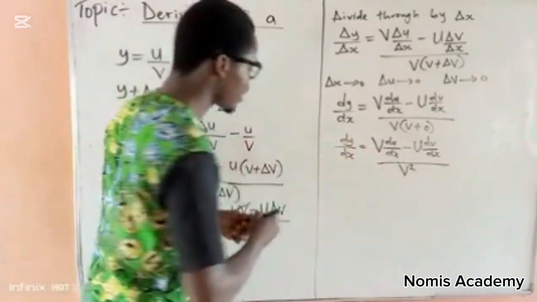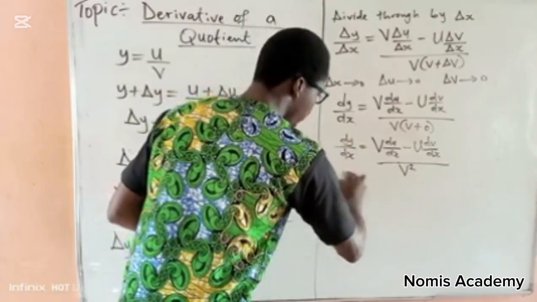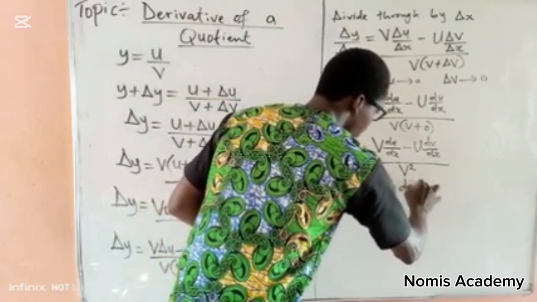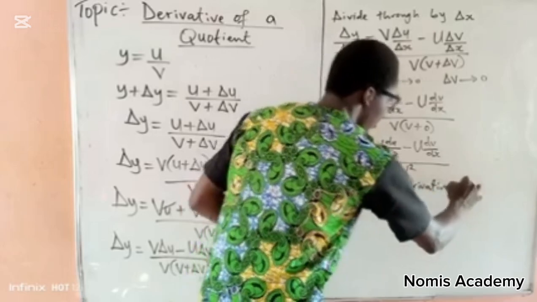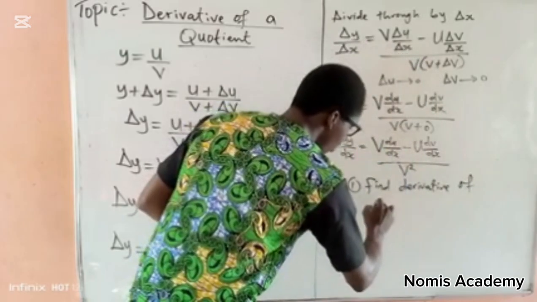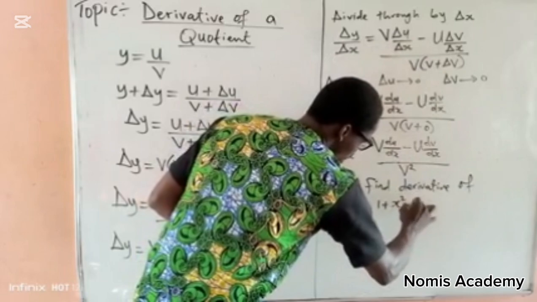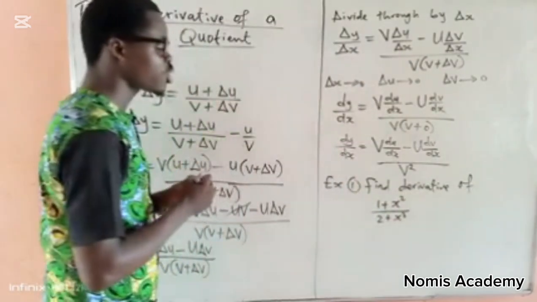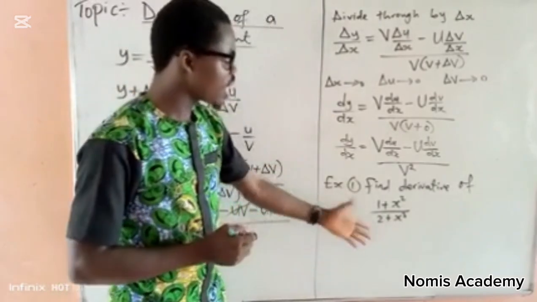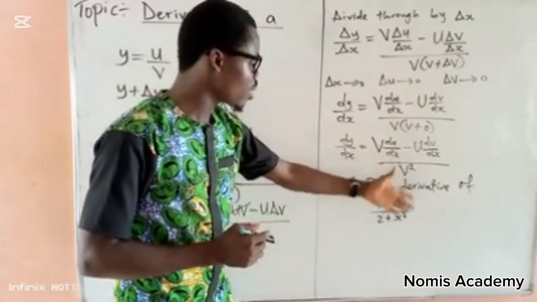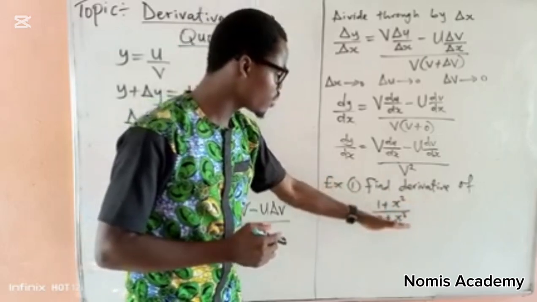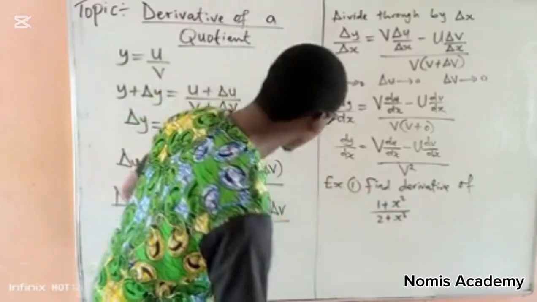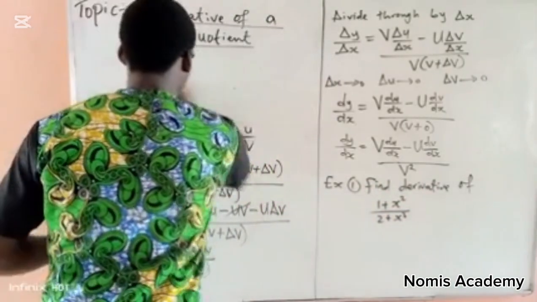Alright, so let's pick an example. Example 1. Find the derivative of 1 plus x squared all over 2 plus x cubed. So we have this as a rational function, and then we are asked to find the derivative of the function. So what we need to do here is to represent this in functional form. So write it in functional form.